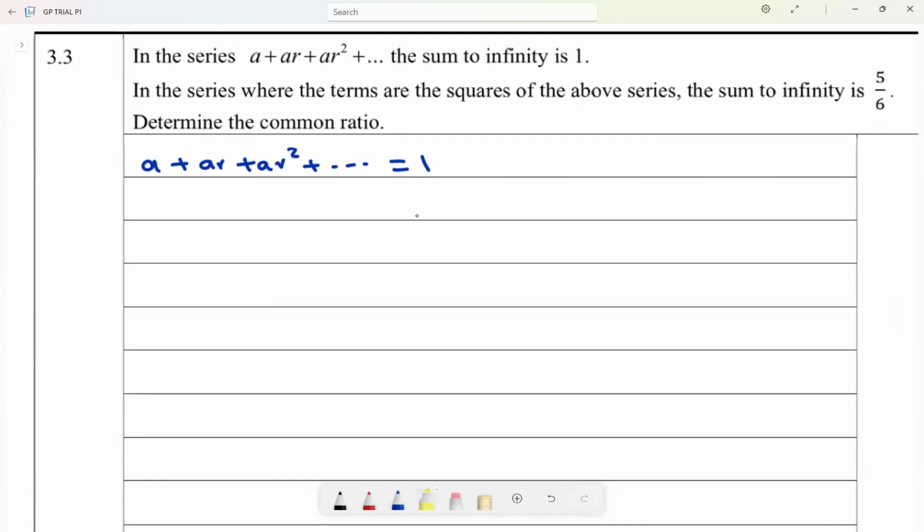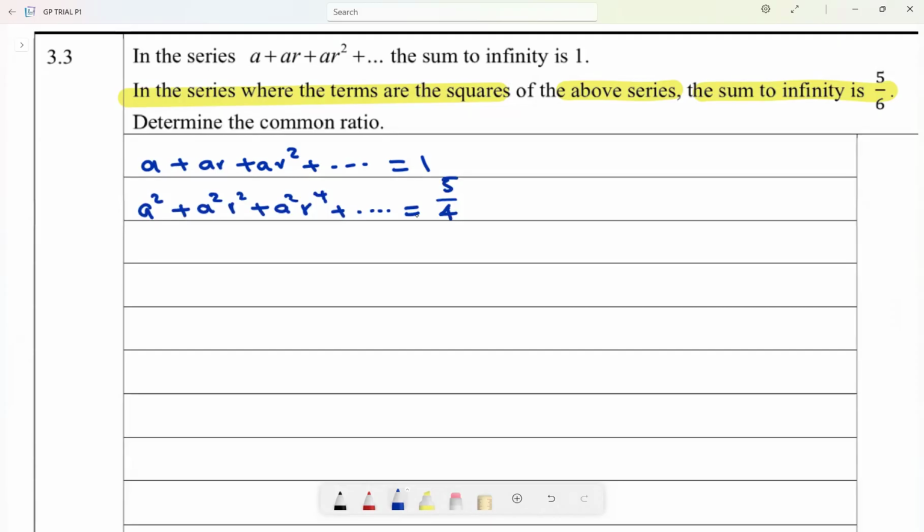And then they tell us that in the series where the terms are the squares of the above series, the sum to infinity is this. So in a series where the terms are the square of the above, let's square everything: a squared plus a squared r squared plus a squared r to the power 4 plus and so on. Now we are not squaring 1. They tell us the sum to infinity of that is 5 over 4.